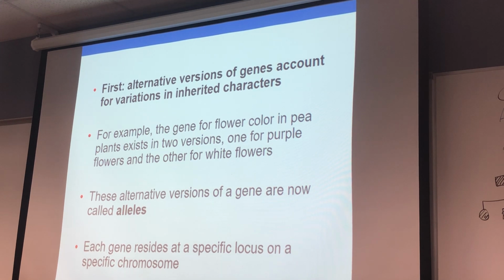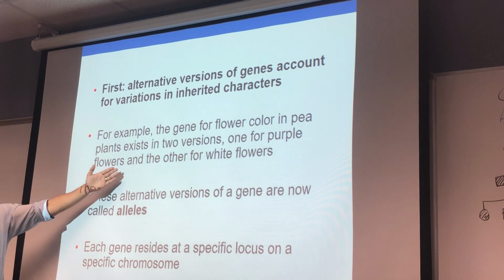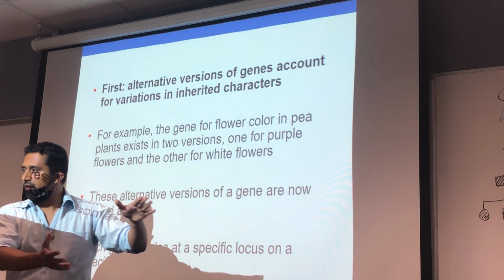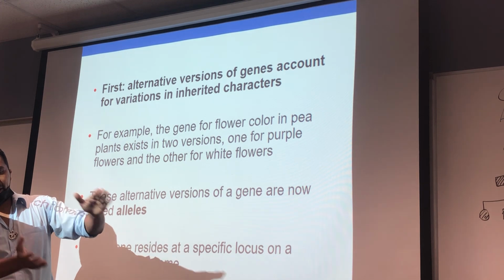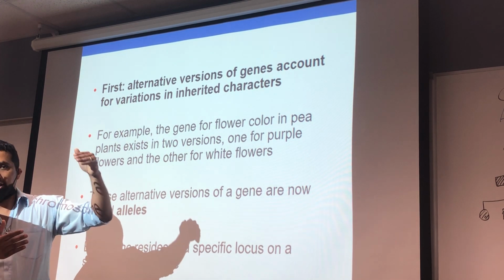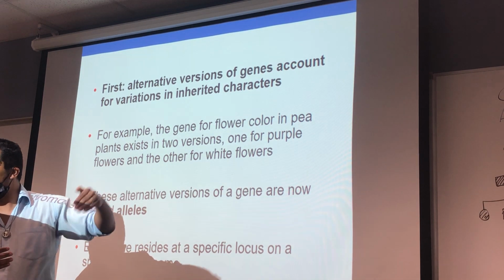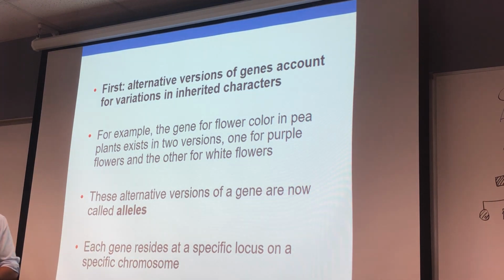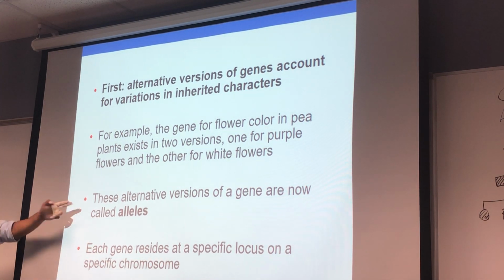Right? Alternative versions of the genes account for this variation in those characters that are inherited from one generation to the other. So the gene for flower color in pea plants exists in 2 versions, one for purple flower and the other one for white flower. That was the example here by the 2 students. Right? Here is the region of the chromosome that codes for the flower color character, and each of these alleles codes for a variant of this character, a trait, either purple or white. That's the allele, alternative versions of the gene. That's what we have there.